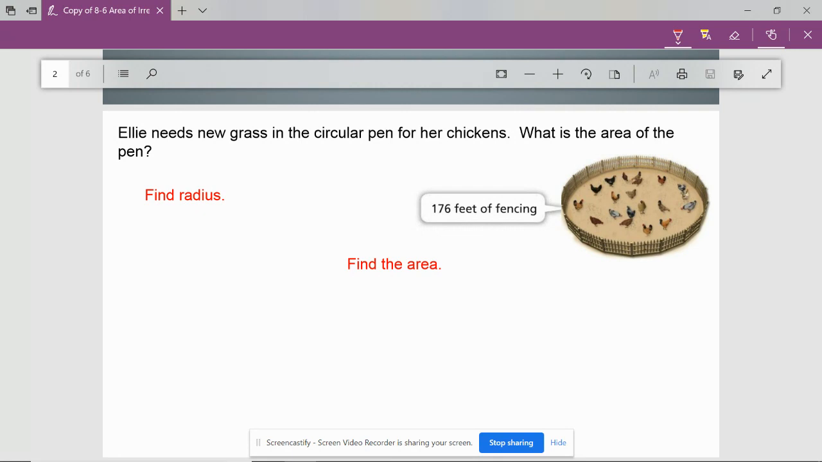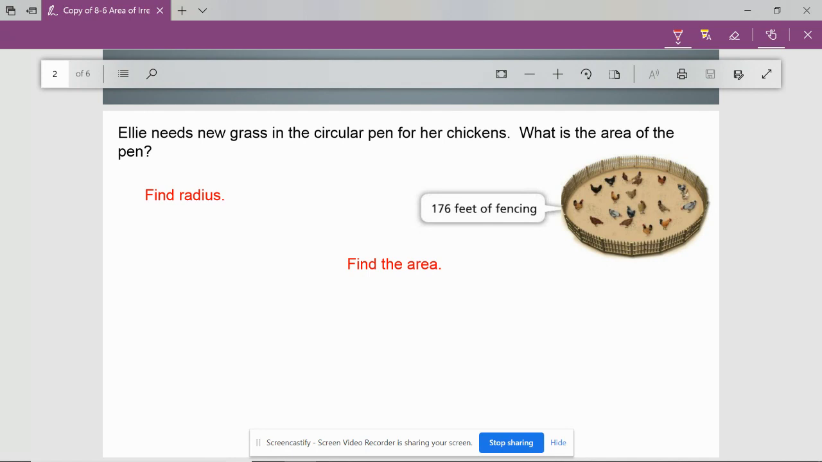When we look at this first problem, it says Ellie needs new grass in the circular pen for her chickens. What is the area of the pen? Well, we have 176 feet of fencing. What do we think that stands for, 176 feet? Well, that is the circumference of our circle. So we have to find our radius in order to find the area.